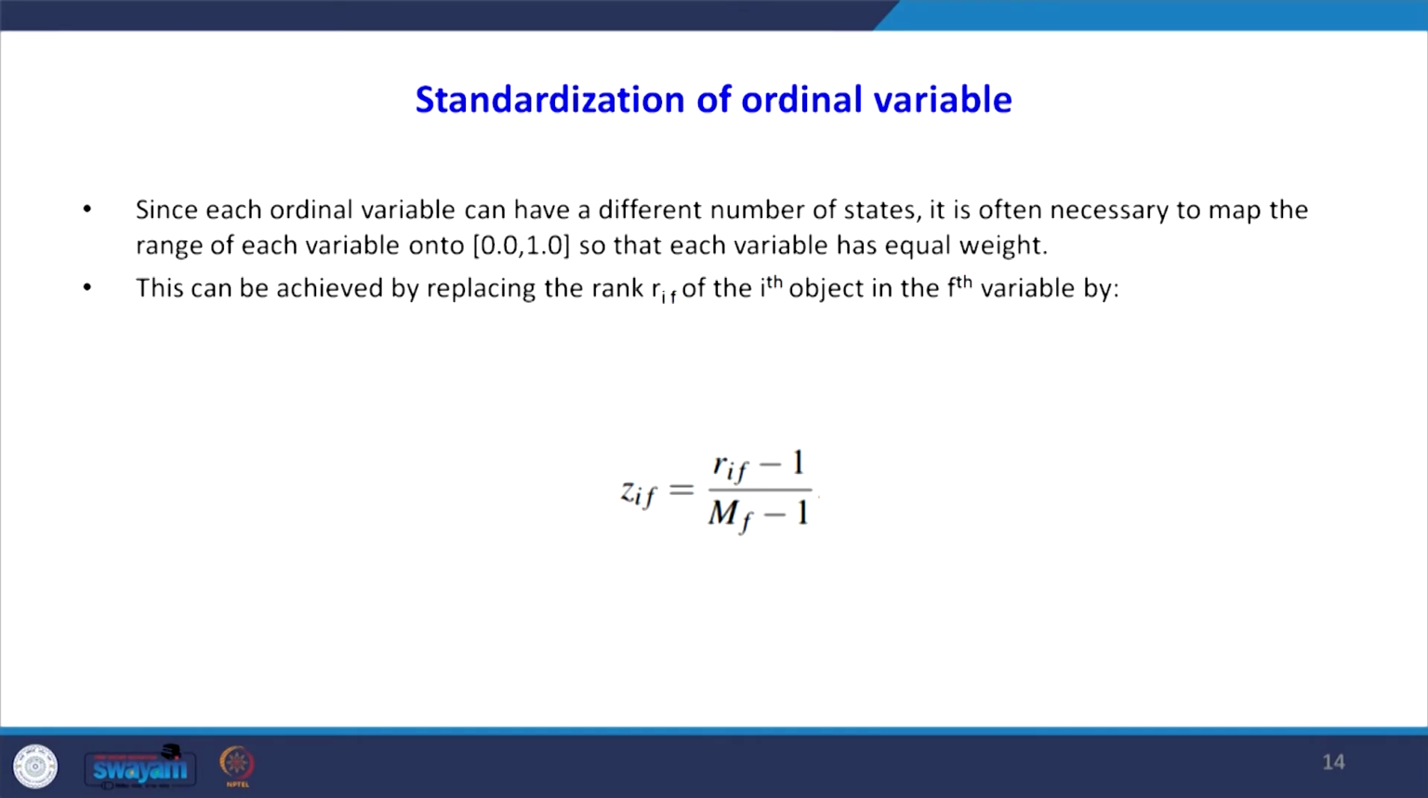Standardization of ordinal variable. Since each ordinal variable can have a different number of states, it is often necessary to map the range of each variable onto a 0 to 1 scale, so that each variable has equal weight. This can be achieved by replacing the rank r_if of the ith object in the fth variable by z_if equal to (r_if minus 1) divided by (M_f minus 1). Here r_if represents the current rank and M_f represents the maximum rank.